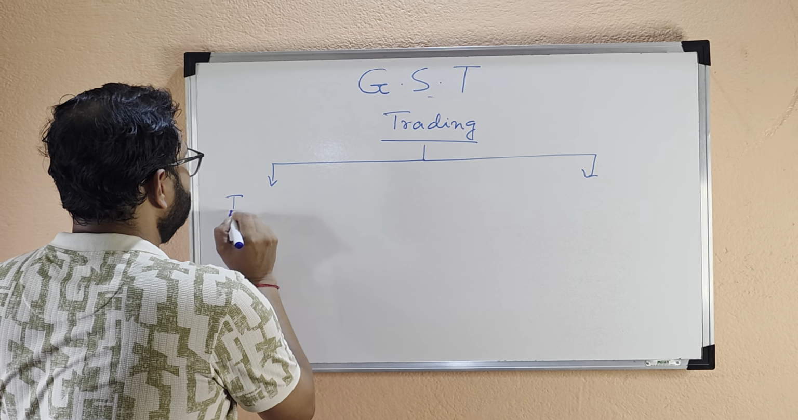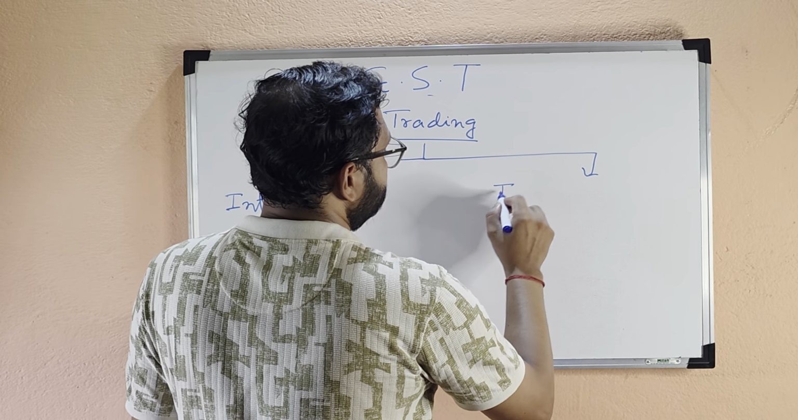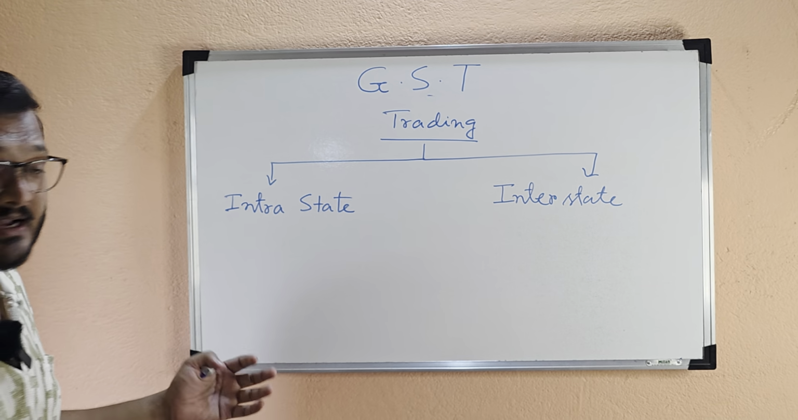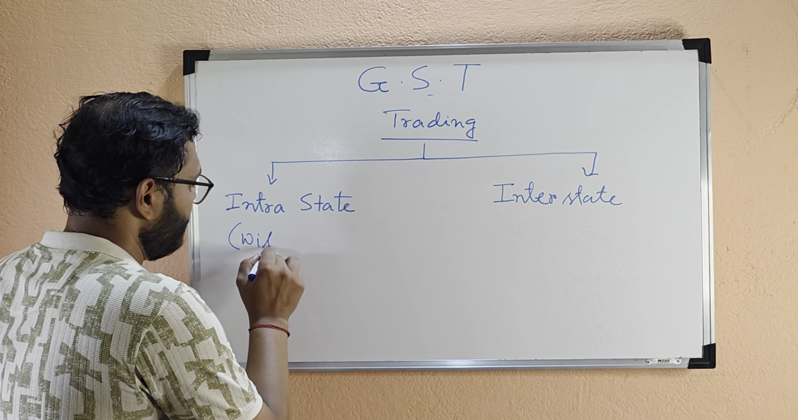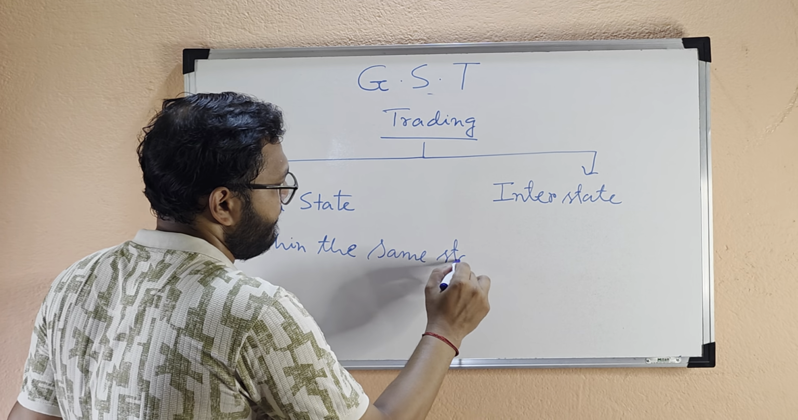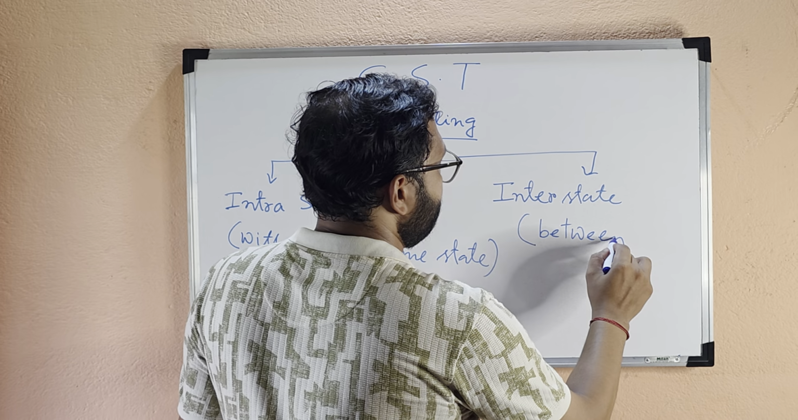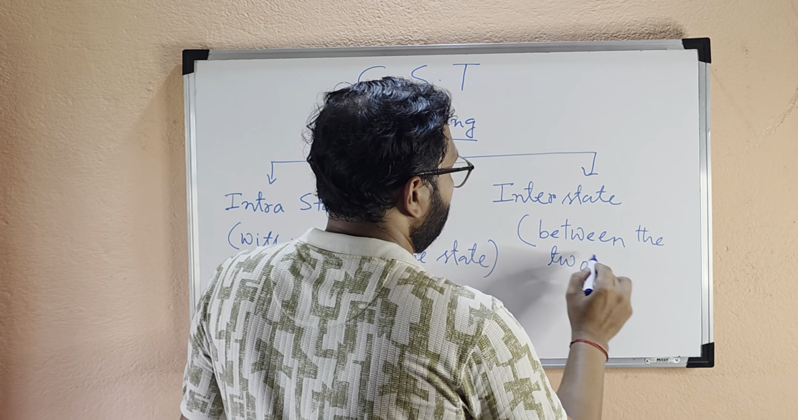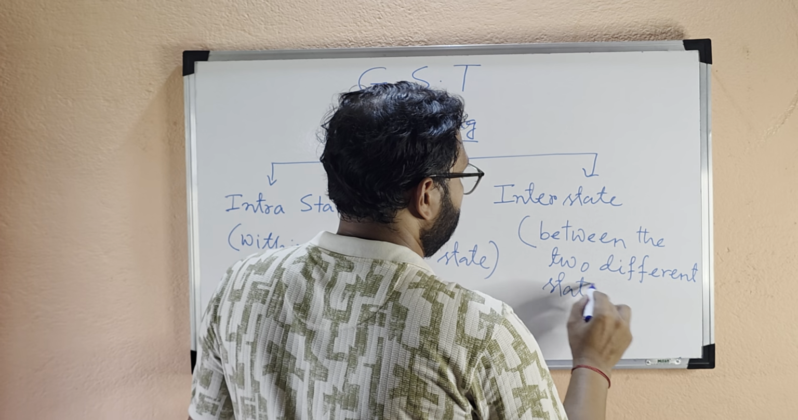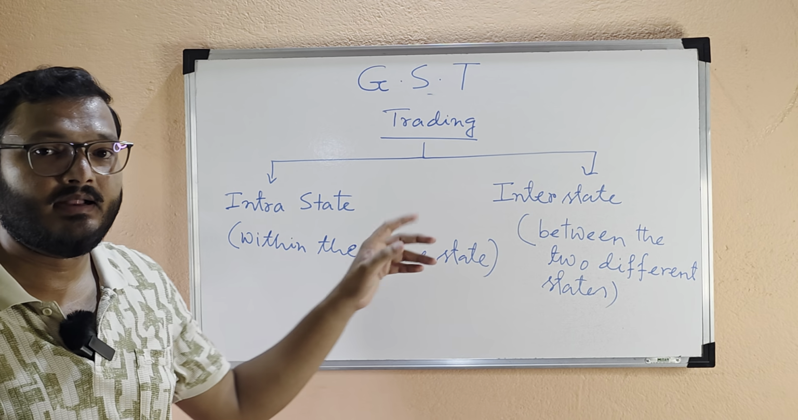First is intra-state trading, and second is interstate trading. What is intrastate? Intra means within the same state, and interstate means between the two different states. So tradings are of two kinds. One is intrastate, another is interstate.